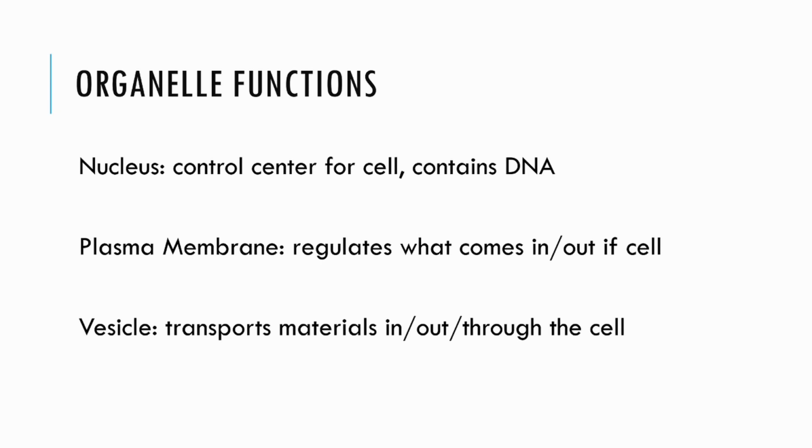The plasma membrane is our containing unit, or our containing portion, that keeps things inside the cell. And it can help regulate what comes in or leaves out of the cell. Vesicles are modified parts of the plasma membrane that can transport materials both in and out of the cell as well as through the cell. So if something needs to move from the smooth ER to the Golgi apparatus, a vesicle can transport it. It functions like a box or a moving van, so to speak.